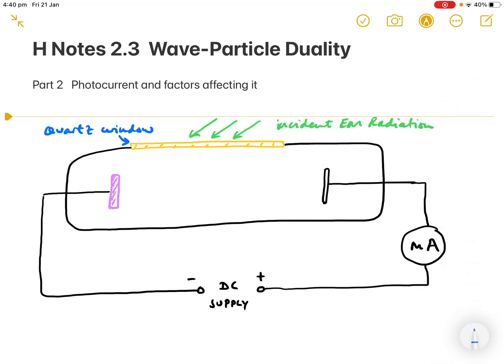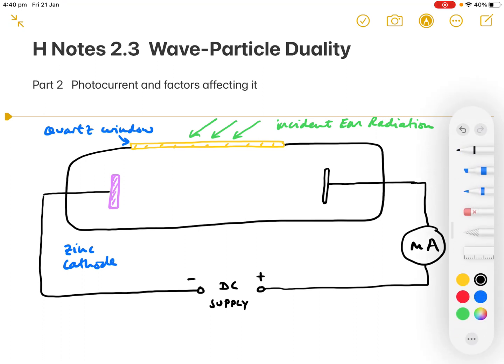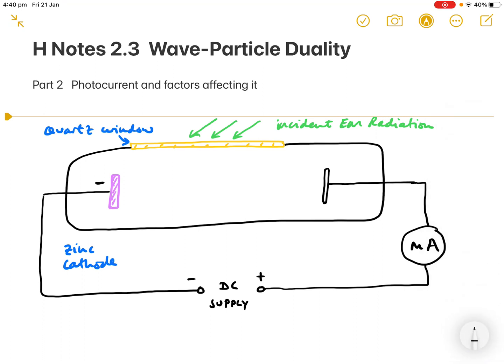So this is a zinc cathode, which is clearly negative in charge. This is an evacuated glass tube. Evacuated means it's a vacuum inside, no air. And this, of course, is the anode. This is the cathode.